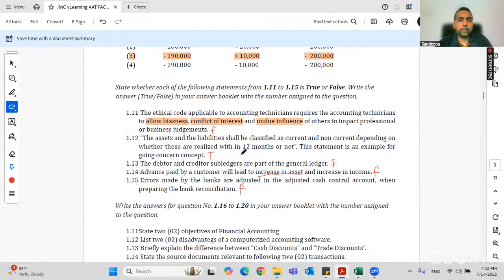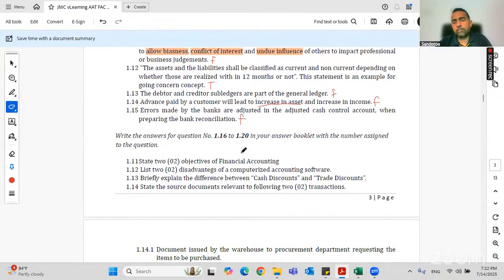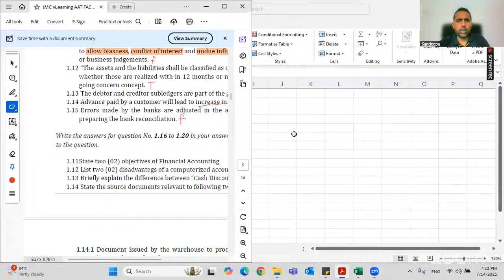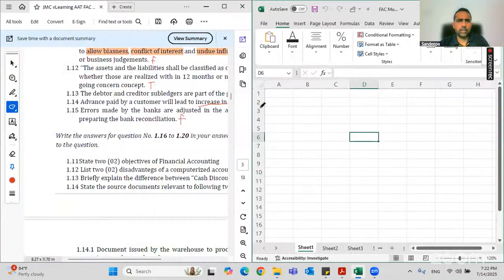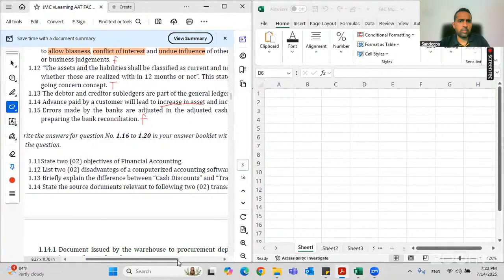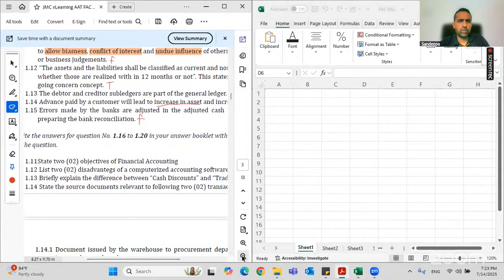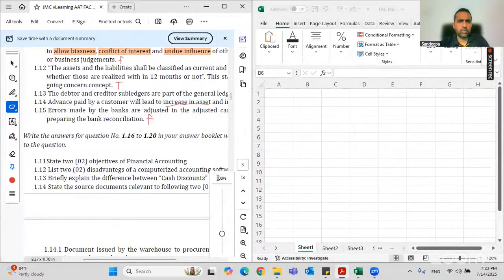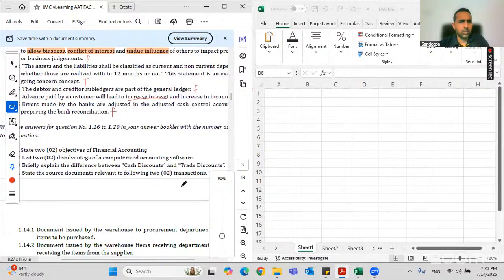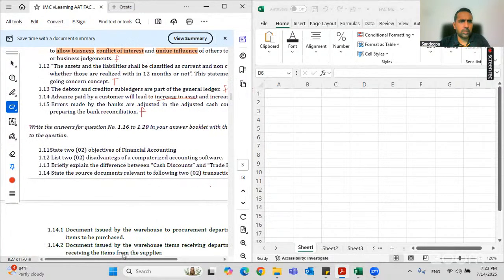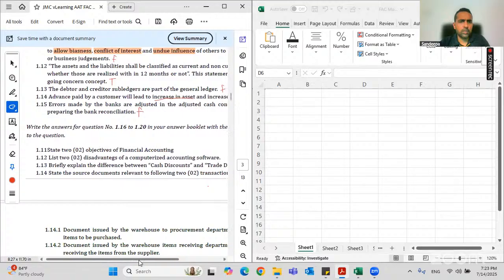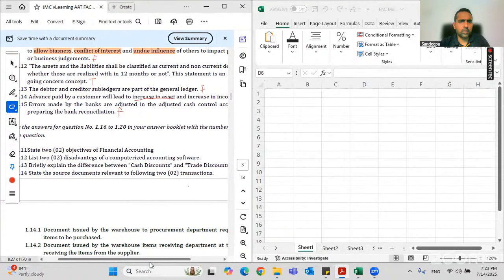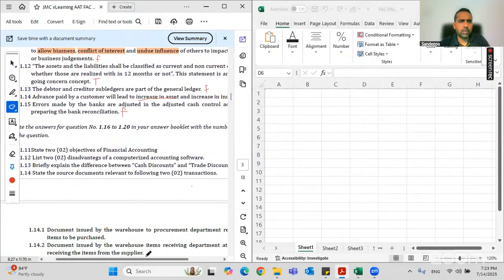So you're done with the MCQs. Right. The next part of the question is short answers. Let me try to split the screen. Then it'll be a bit easier now.